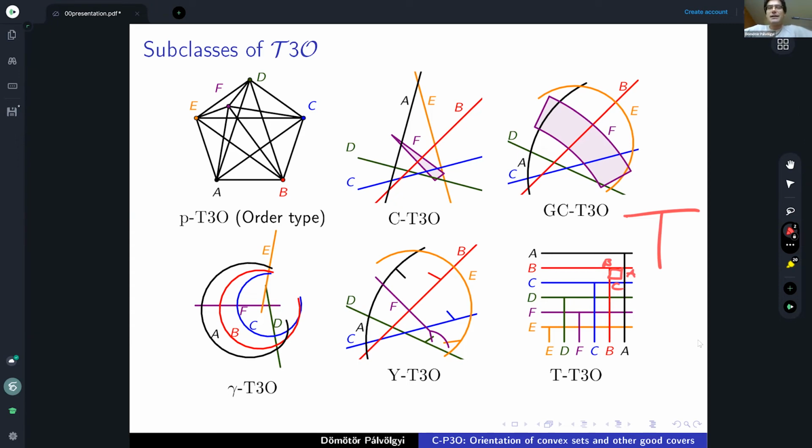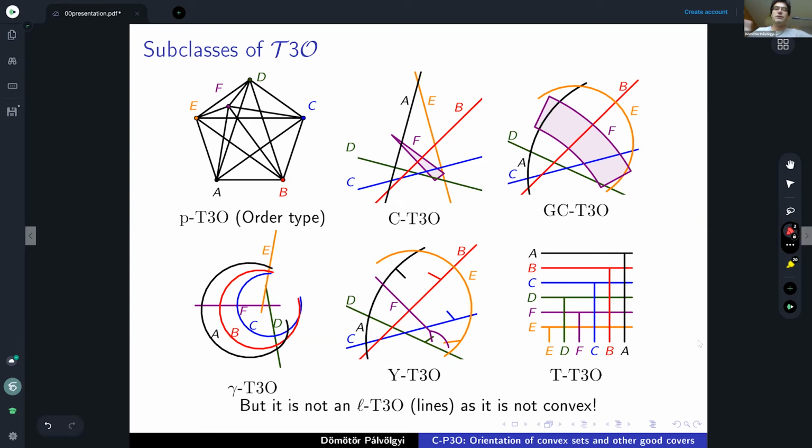Okay, all these are subclasses of the T3Os. And this 6-point order type, we could realize with all of them. There's only one exception, with which we can't realize it with lines. As we realize with lines, we can only realize point sets in convex position. But with all these other subclasses, I could realize it.